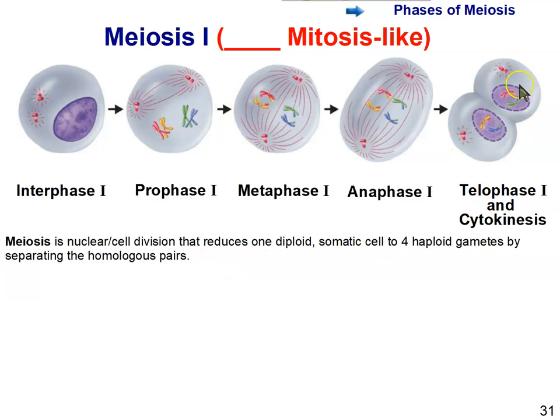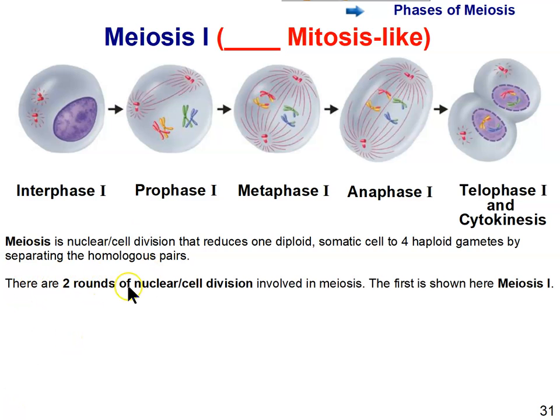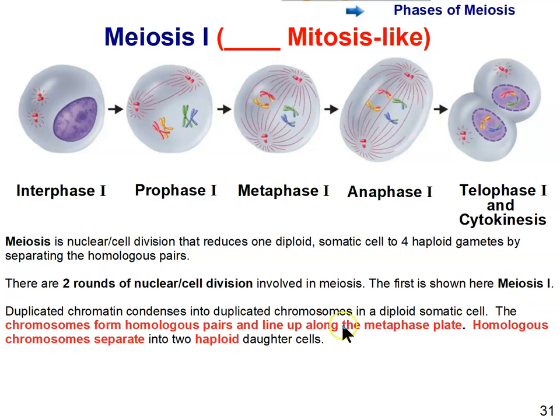Now, we're not seeing 4 haploid gametes here because we're only looking at meiosis I. This is the first round of division, and there's another round of division, meiosis II, that's going to follow this. And it's the separation of homologous pairs during meiosis I that reduces the number of chromosomes in half. If you'll notice, we're starting out with a cell that has 4 chromosomes in the diagram, and by the end of meiosis I, we have 2 daughter cells that only have 2 chromosomes in them. So the reduction in chromosome number happens during meiosis I, which is then followed by meiosis II. So there are 2 rounds of nuclear and cell division involved in meiosis, and the first is meiosis I.